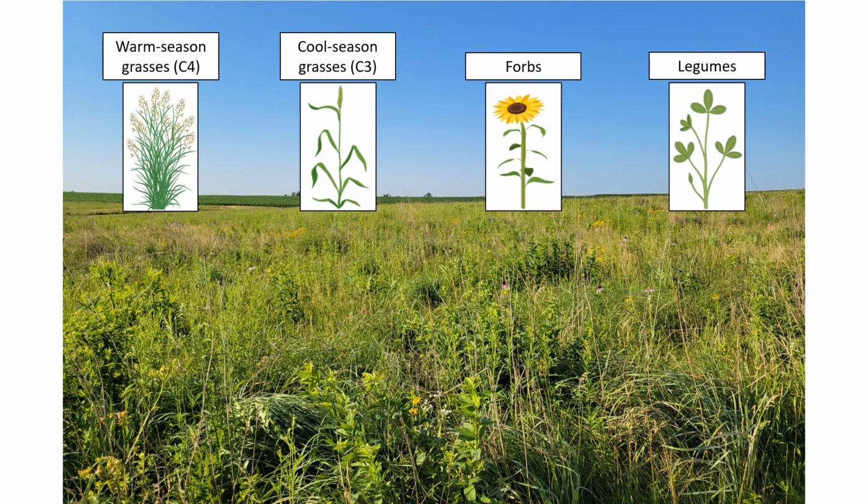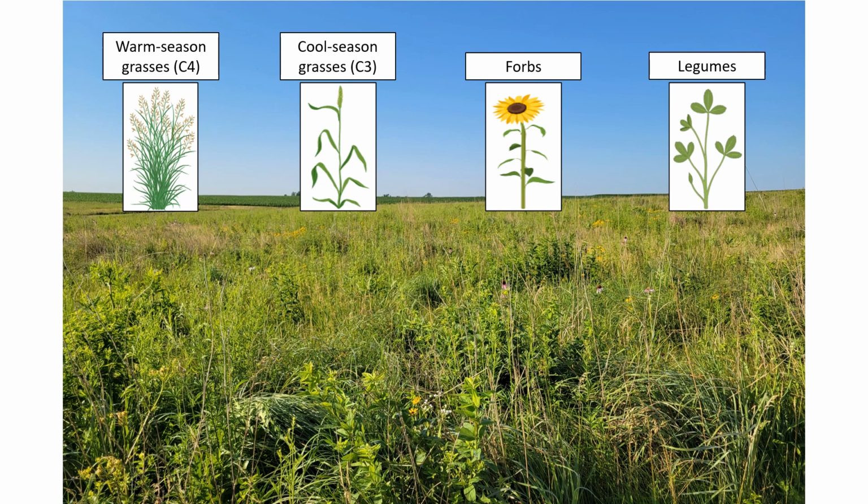Cool season grasses are grasses that grow best when temperatures are lower. Cool season grasses complete the C3 pathway of photosynthesis, and they allocate most of their energy towards growth during the spring before the hot summer months. Next, forbs include the pretty wildflowers you see in a grassland. They often have broadleaves and produce showy flowers that attract pollinators.